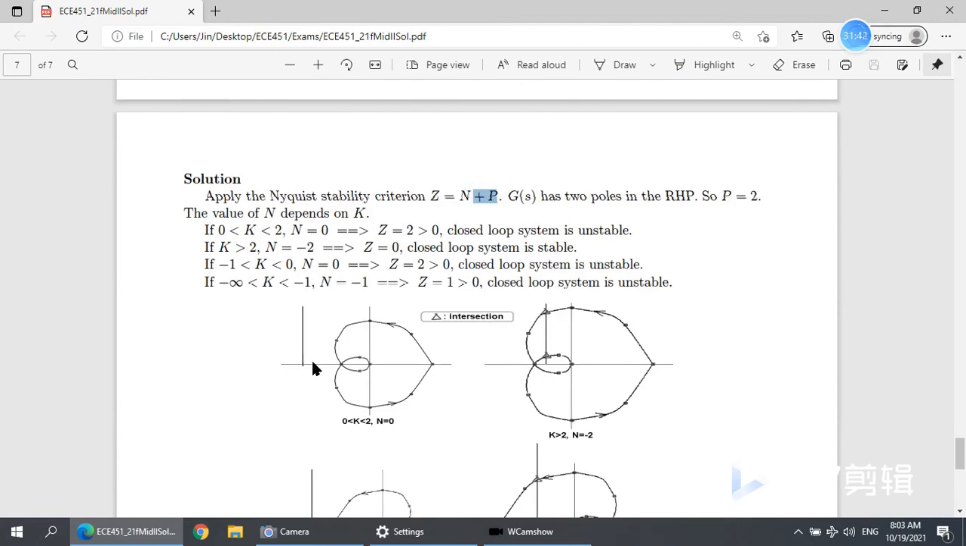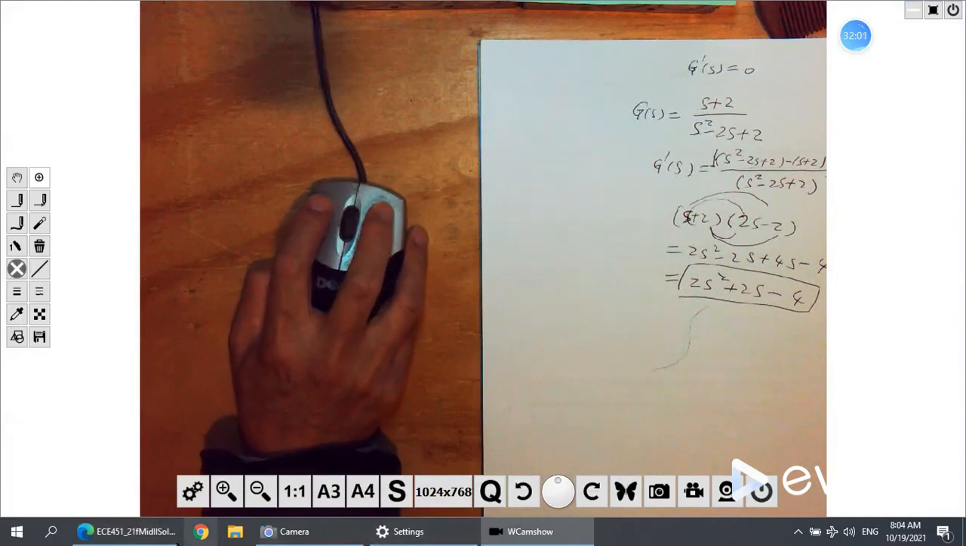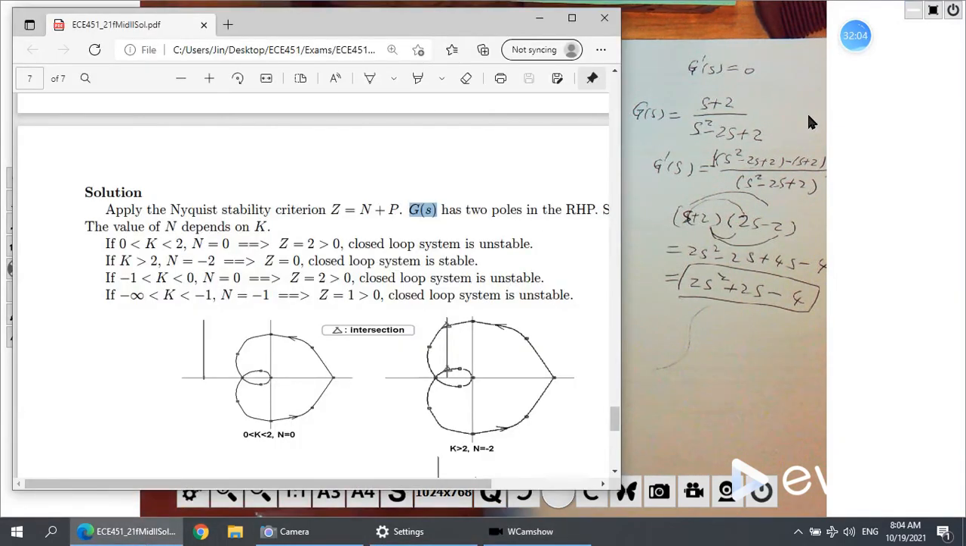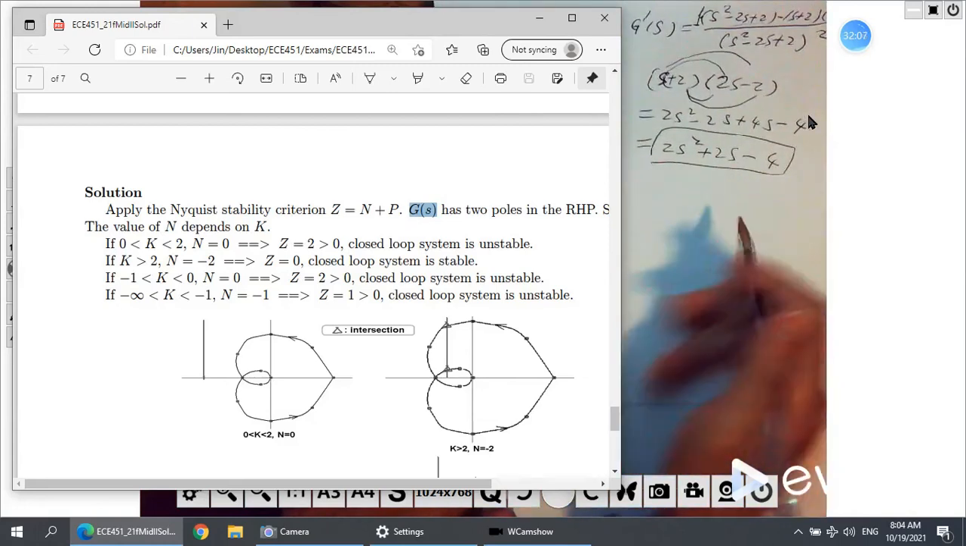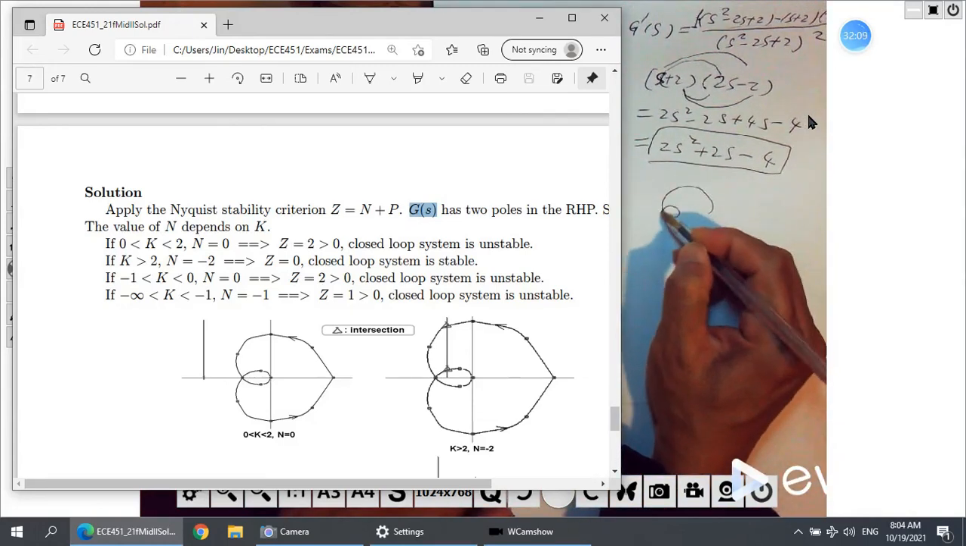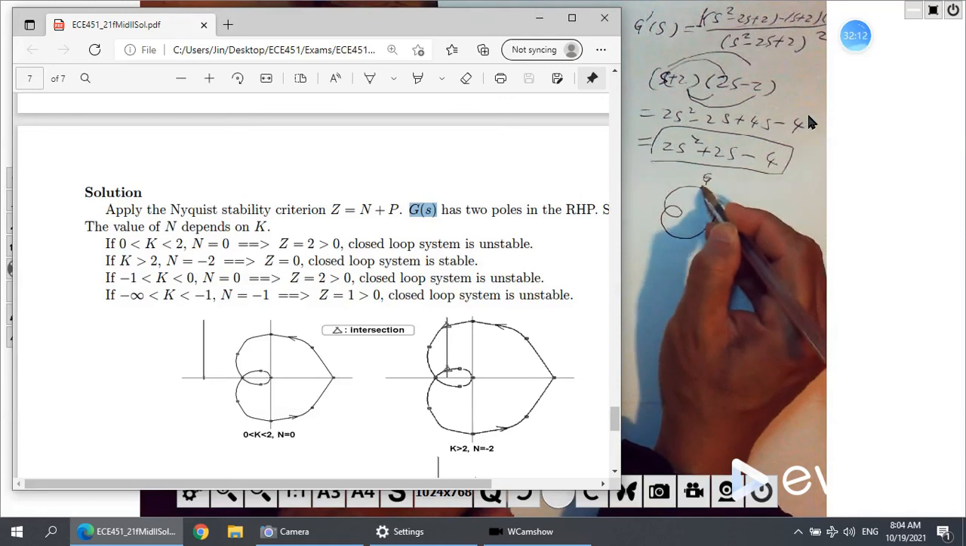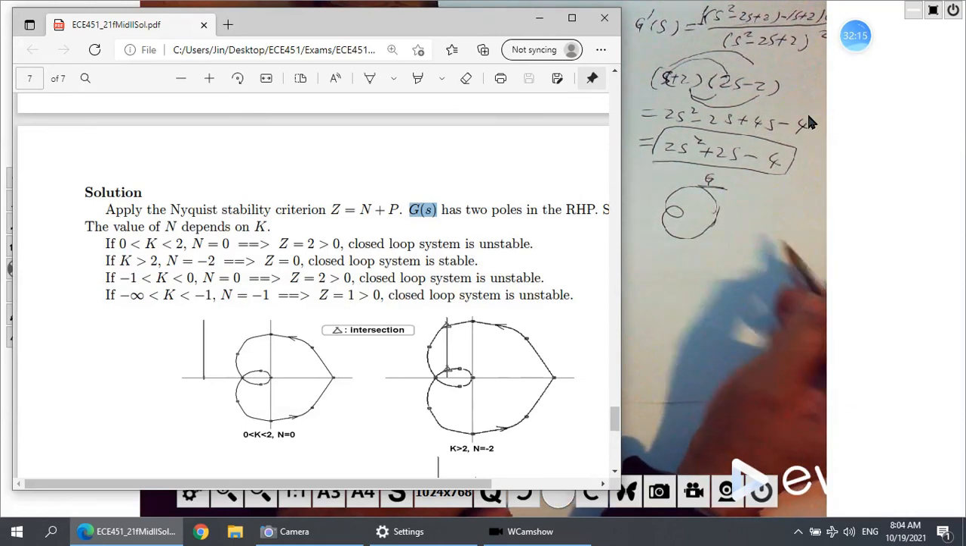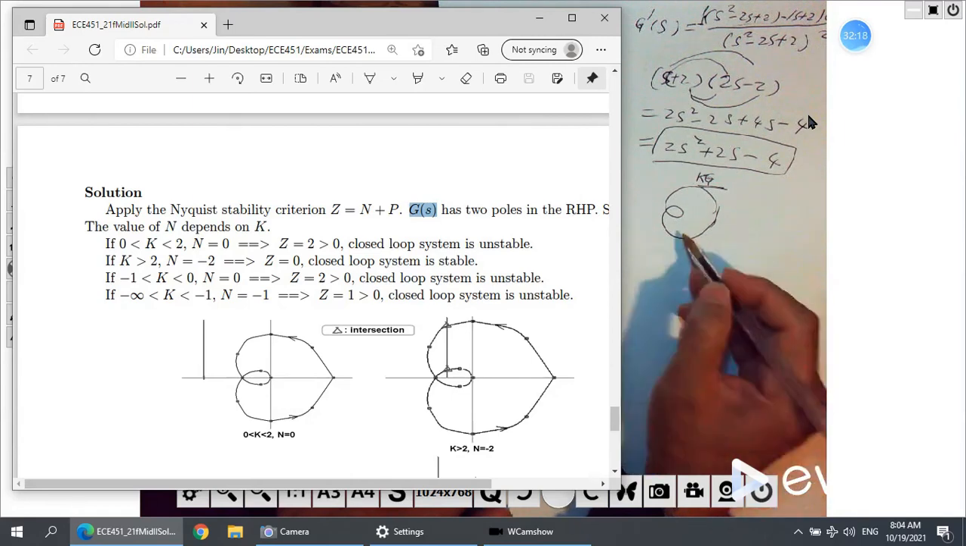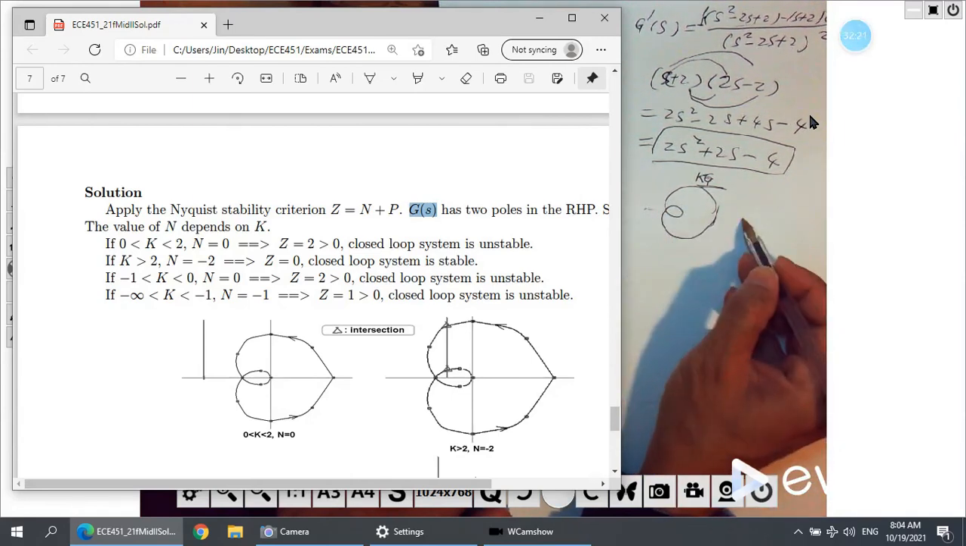Now we go over it step by step. This one, depending on k, right? We have this graph. What is this graph? This graph is the Nyquist plot of k times g, right? You have the Nyquist plot of g. This is the Nyquist plot of g. And when you times k, the graph looks similar, but the scale is changing.